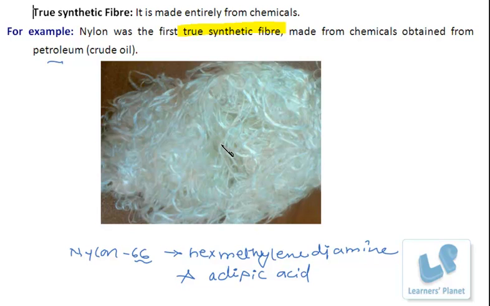Right? Now let's see what are natural fibers. Let's take a few examples of natural fibers.